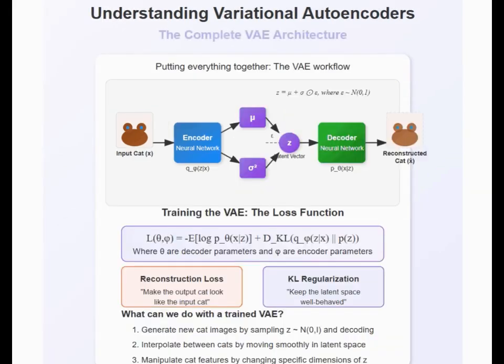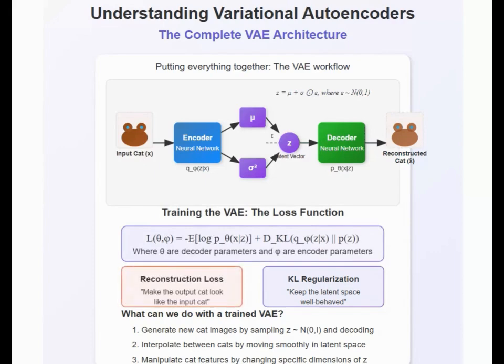Now let's put everything we've learned together to understand the complete variational autoencoder architecture and how it's trained. The VAE workflow starts with an input cat image, x. This image is fed into the encoder neural network, which outputs the parameters for our approximate posterior distribution q(z|x). Specifically, the mean mu and variance sigma squared for each dimension of our latent space.